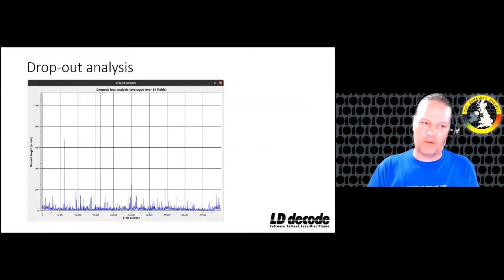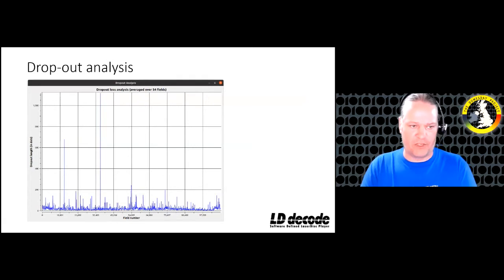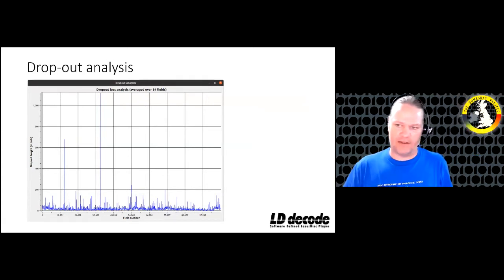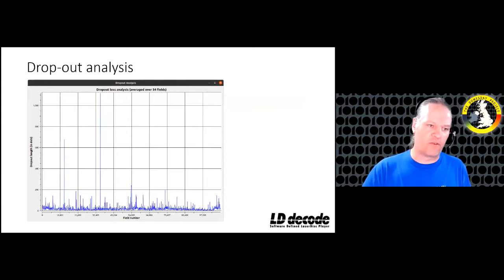In fact, we can also use this as a quality analysis of the disk. We can see across this Domesday disk, for example, how many dropouts, averaged over a certain number of fields, we're seeing. So from the SNR and the dropout analysis, you get a really good feel for what condition the disk is in.